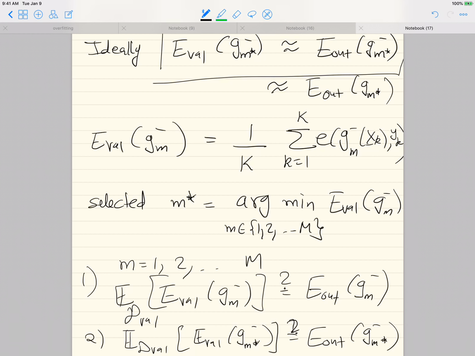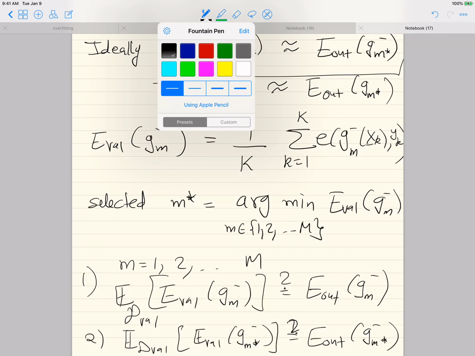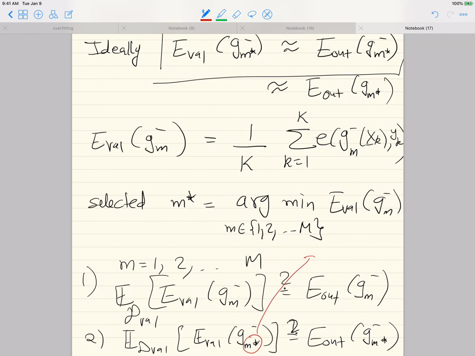The problem with m star is, although m star is 1 out of 1, 2 up to M, it is selected adaptively. This m star is a function that depends on D_val. It's no longer a fixed hypothesis. m star is selected by looking at E_val and then picking the one that minimizes the validation error. So sometimes m star might be 1, sometimes m star might be 2, depending on what the validation error is. So m star is changing. It's an adaptive selection now with respect to D_val. So this relation will no longer hold.